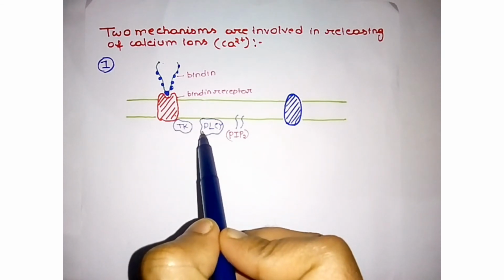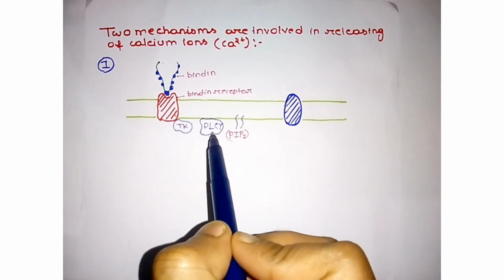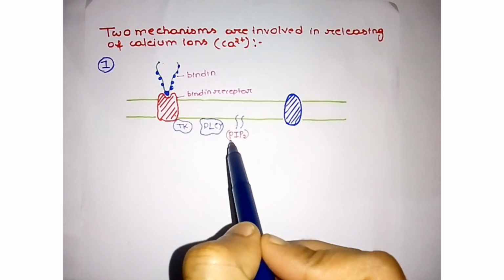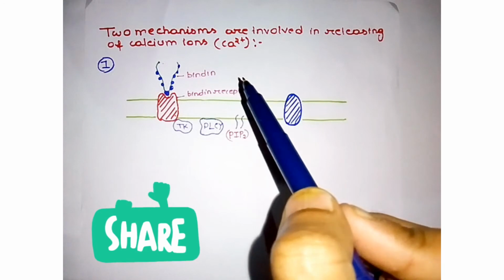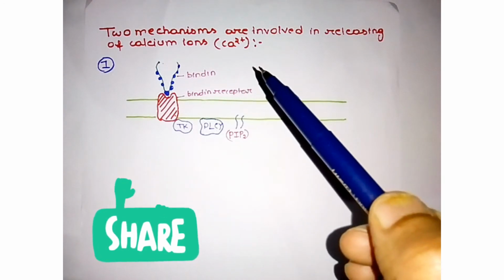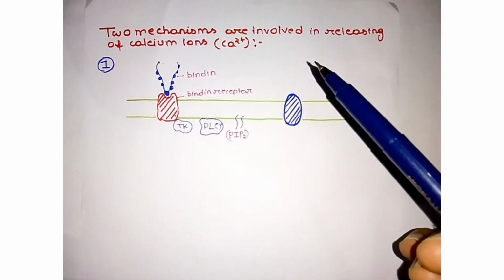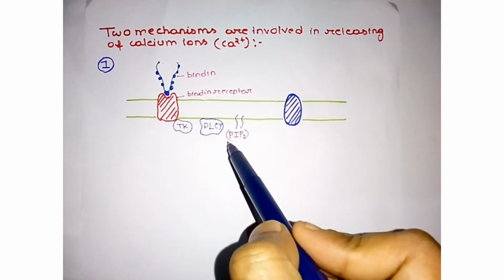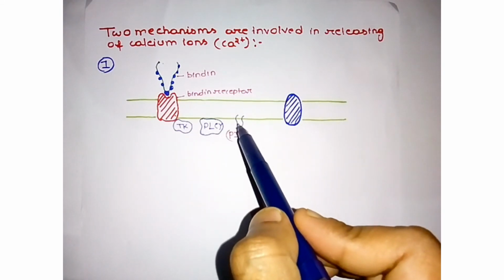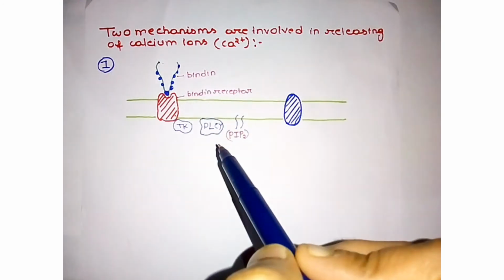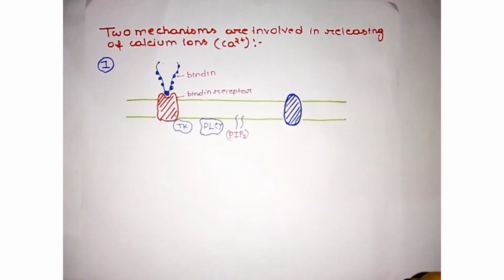PLC gamma is a phospholipase C that cleaves an important membrane phospholipid, that is PIP2. The full form of PIP2 is phosphatidylinositol 4,5-bisphosphate. It is a type of membrane phospholipid. This membrane phospholipid is cleaved by PLC gamma when sperm fuses with the egg cell membrane, and it is responsible for releasing of the calcium ion from intracellular storage, that is endoplasmic reticulum.